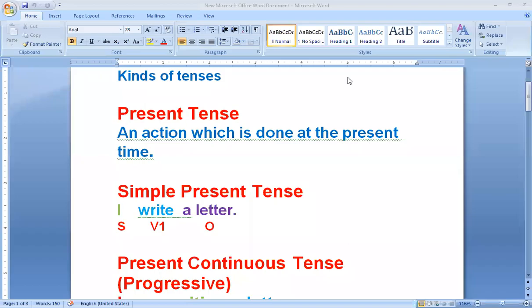To express the habitual actions, the regular actions and repeated actions, we use simple present tense. For example, I write a letter. Mukesh goes to bed at 10 p.m. He always comes here on Monday. He takes tea without sugar. Such are the examples of simple present tense.